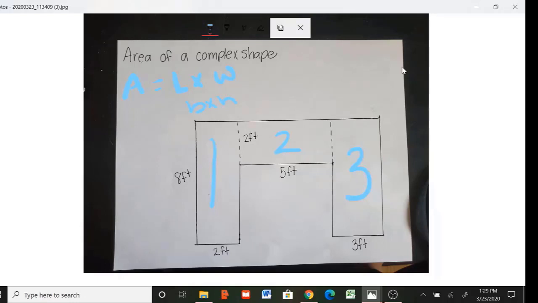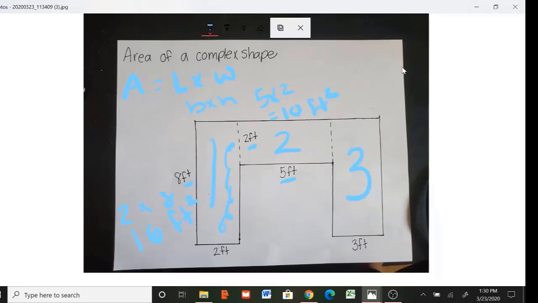So let's look at our first rectangle here. Okay, so we're going to find the area of this one first. We have our base, which is 2, times our height, which is 8. And so 2 times 8 is 16. And so we need to do our unit, 16 feet squared. Okay, so that's the area of that first rectangle. Now let's take a look at our second rectangle. We'll do the same thing. We have our base times our height, 5 times 2, and we get 10. So we have 10 feet squared. Now we're going to look at the same thing, the third rectangle. Our third rectangle.